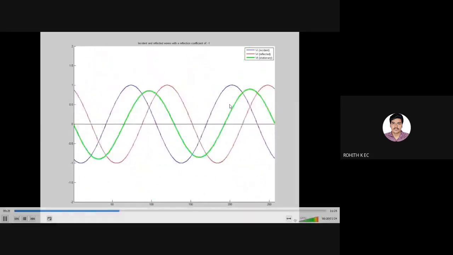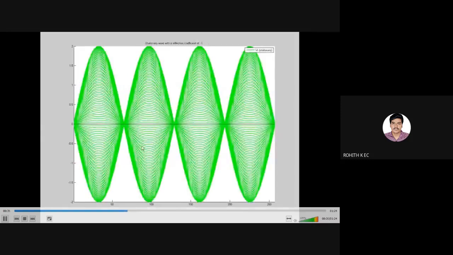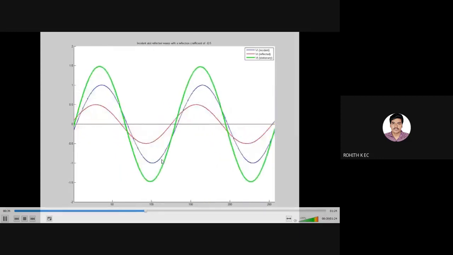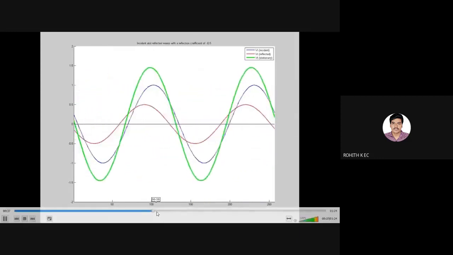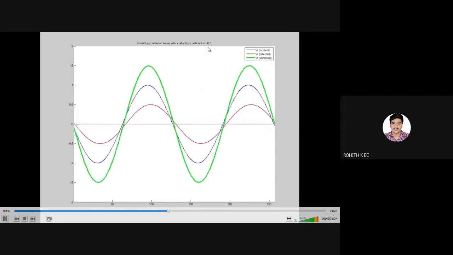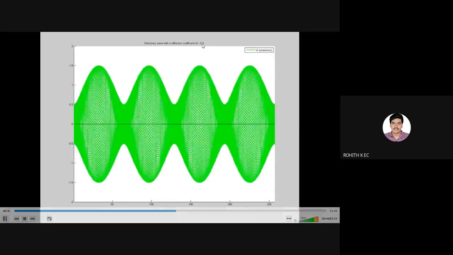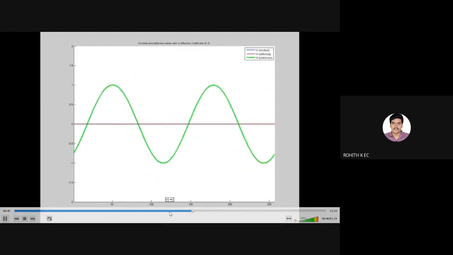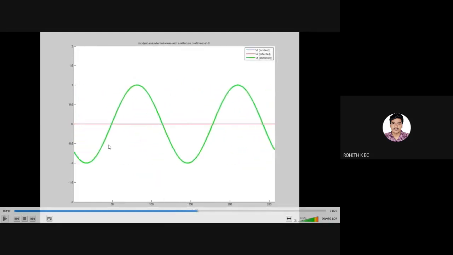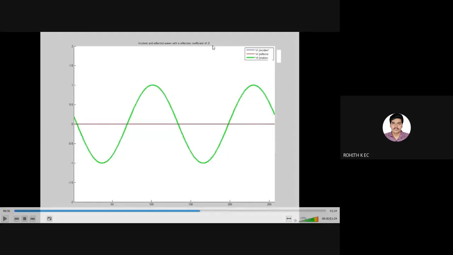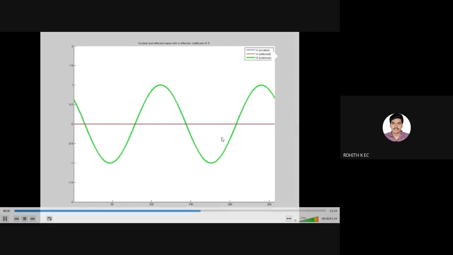So as Vr and Vf change, the standing wave also changes, and this is the stationary image of the standing wave. Okay, so depending on the amount of reflection, you can see here reflection is 0.5. This is the amount. When there is no reflection, there is going to be absolutely no reflected wave or standing wave. You will have just the incident wave. When there is no reflection, you can see here the reflection coefficient is 0.